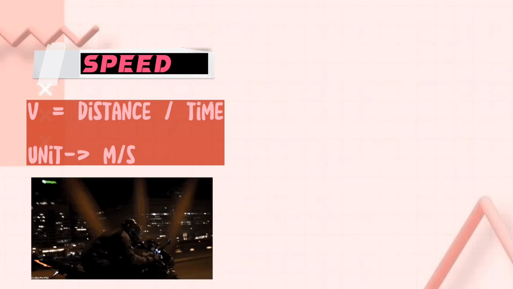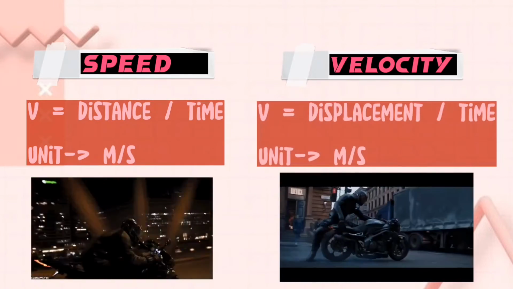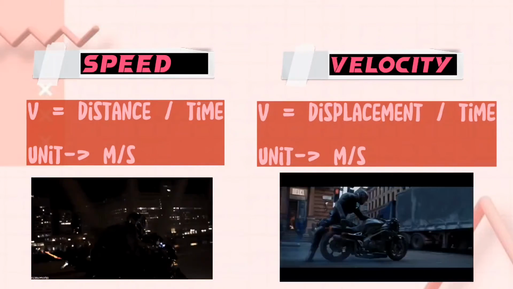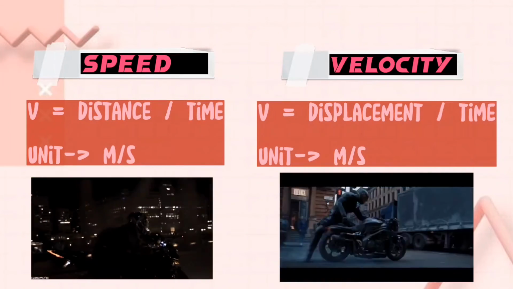Next, we need to know how to find the speed of an object. Speed is distance divided by time taken, while velocity is displacement divided by time taken. The difference between these two is we can know the direction of the motion of the object by finding the velocity of the object.